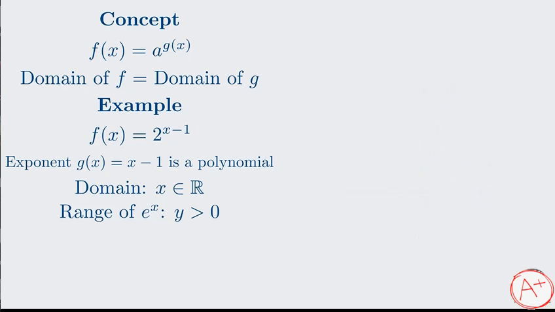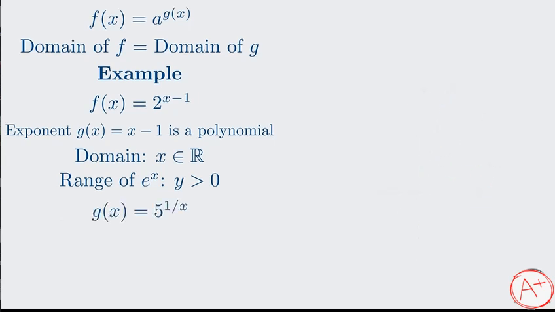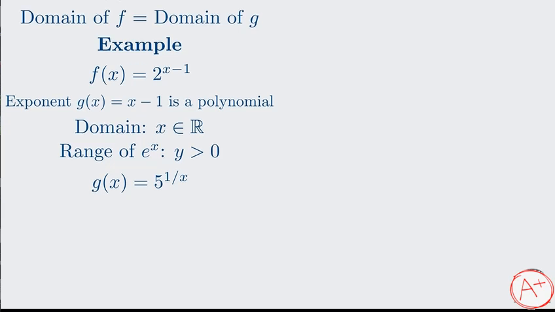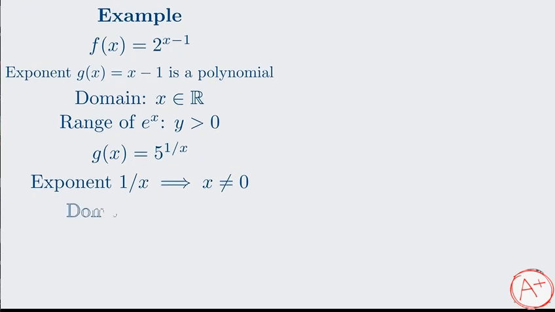Now consider g of x equals 5 to the power of 1 over x. Here, the exponent is 1 over x. We know that for 1 over x, the denominator cannot be 0. Therefore, the domain of the entire function is all real numbers except 0.